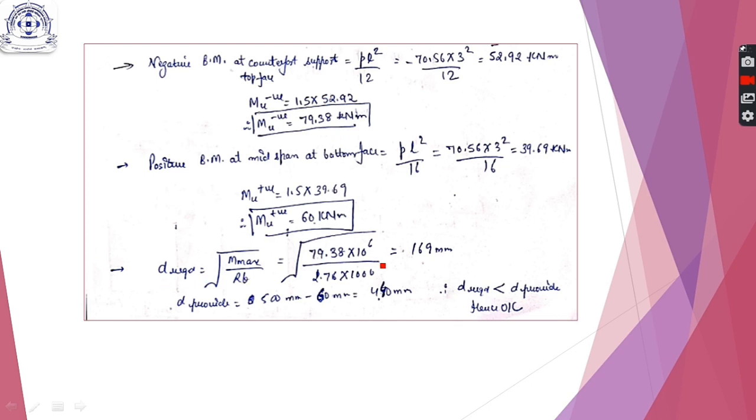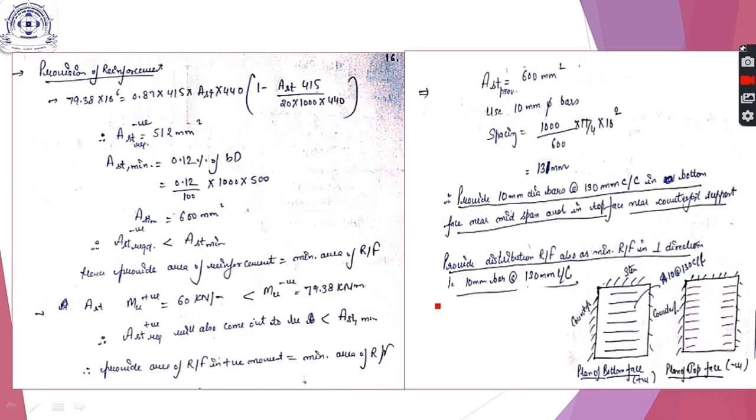check D required. It is coming out to be 169 mm, which is obviously quite less than 440 mm. 440 mm is 500 minus 60. 60 is taken as the effective cover in the base slab. So D required is less than D provided, hence the thickness provided for the base slab is okay. Now we calculate the reinforcement as done in the previous step.